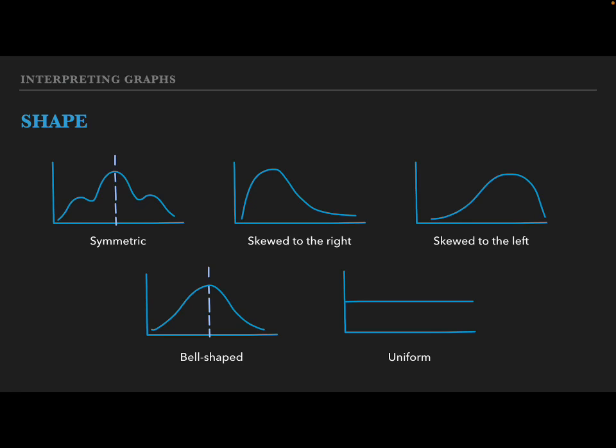You might have already realized that it is almost impossible to get a perfectly symmetric, bell-shaped, or uniform distribution in real life. So we usually say the graph is approximately symmetric, bell-shaped, or uniform.